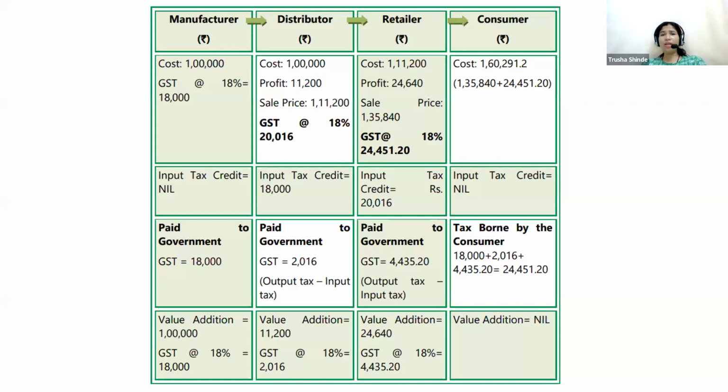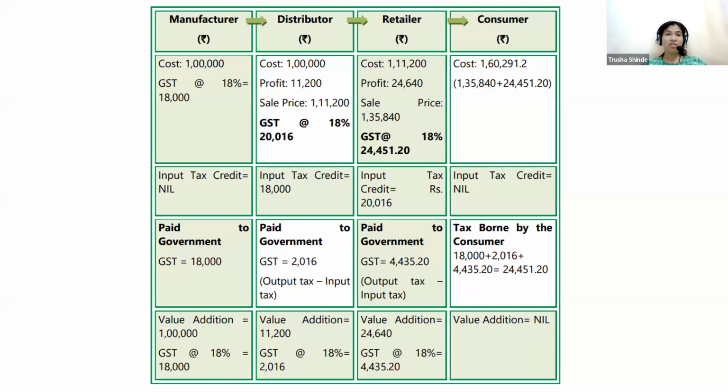Now the retailer is going to purchase that from the distributor. For him, the purchase price was 111,200. On that, he is adding his profit of rupees 24,640, so the sale price is cost plus profit, and on that 18% GST. What will the consumer bear? The retailer's sale price plus GST, which amounts to 160,291. Now let's understand the ITC part.